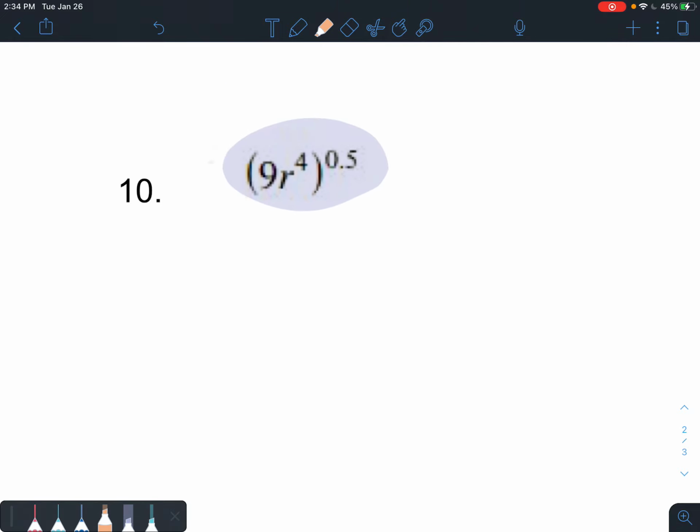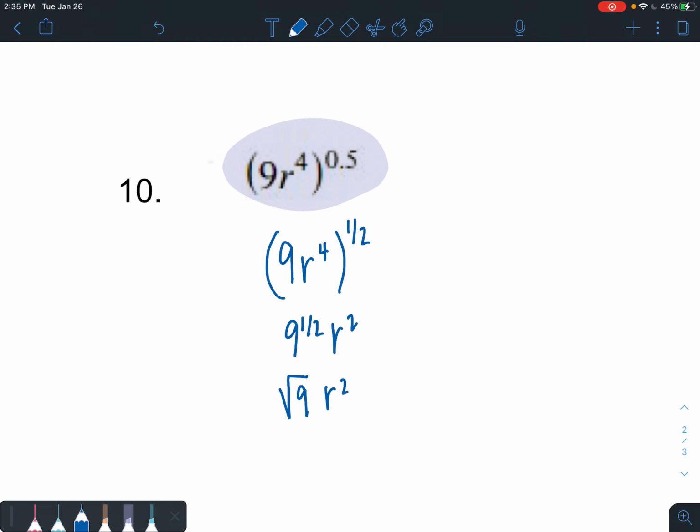All right, and one last one, number 10. Again, let's rewrite that exponent. Carry that exponent through. You can rewrite 9 to the 1/2 as the square root of 9. Square root of 9 is 3, so we get 3r squared as that answer.